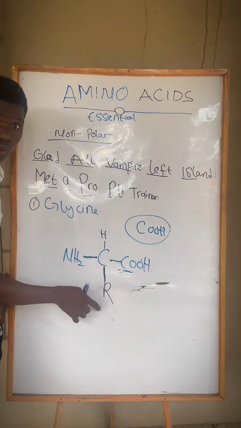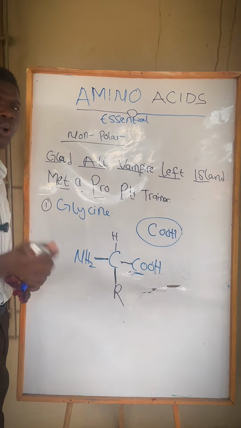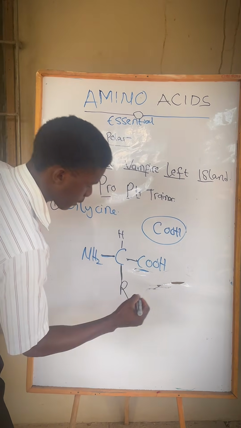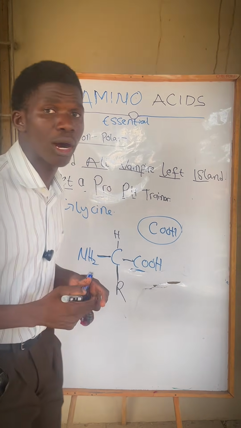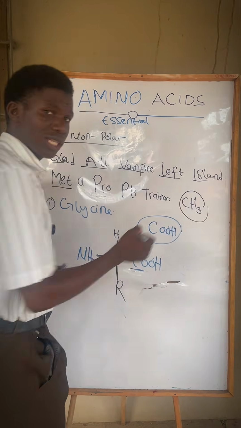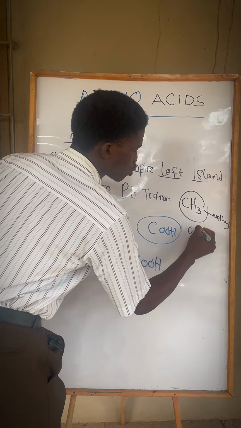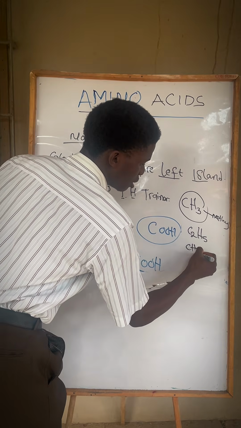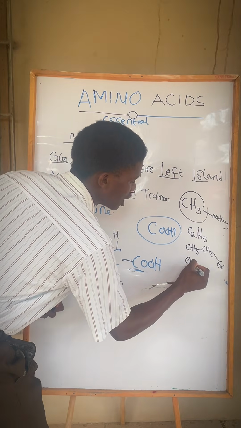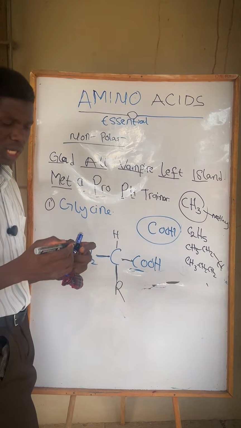So we have our R group, which is an alkyl group. Do you understand this? When we talk about alkyl group, we are basically talking about methyl, that is CH3. Look here, CH3, this is methyl. We also have C2H5, that is CH3CH2, which is known as ethyl. We also have CH3CH2CH2, and I'm sure you are familiar with this, which is known as propyl.